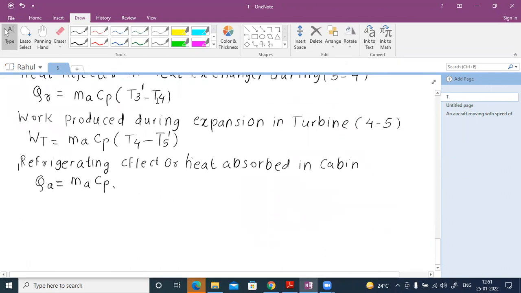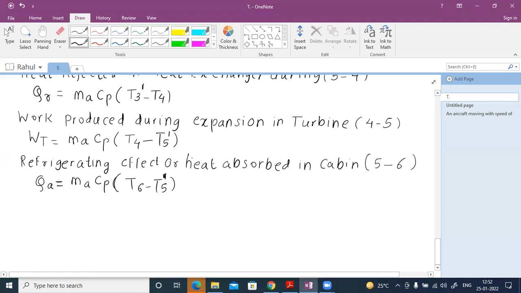So I'll write down this is the final temperature, T6. Final temperature T6 minus initial temperature T5 dash. This process occurs during 5 to 6. So what happens with the temperature of the air? It will increase from T5 to T6. Final temperature T6 is greater than the initial temperature T5. That's why I wrote T6 minus T5 dash. Is that okay?